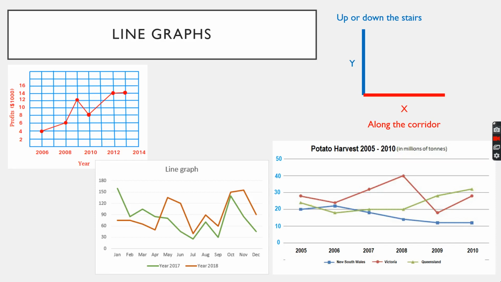This video is going to be on line graphs. So on the page here, you've got 3 different types of line graphs. You'll notice that they are all very different. They have different backgrounds, different numbers of lines, different colours and things like that as well.